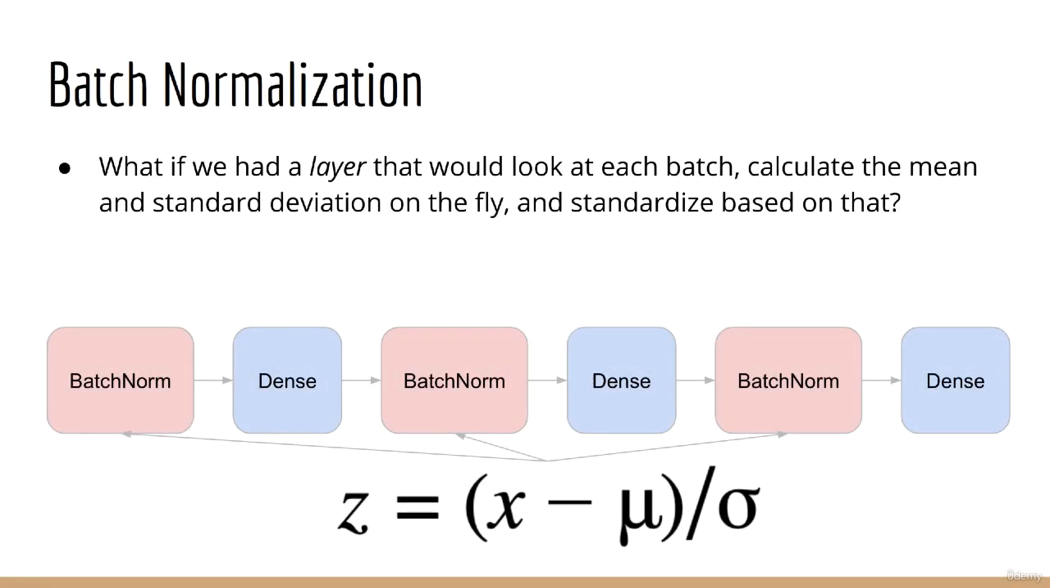So what if we did something like this? We inject a layer that does normalization for us. For example, in an ANN, instead of dense, dense, dense, we have batch norm, dense, batch norm, dense, batch norm, dense. At each of these layers, all it does is take the batch of data, subtract its mean, and divide by its standard deviation. In fact, this is pretty much what batch normalization does.